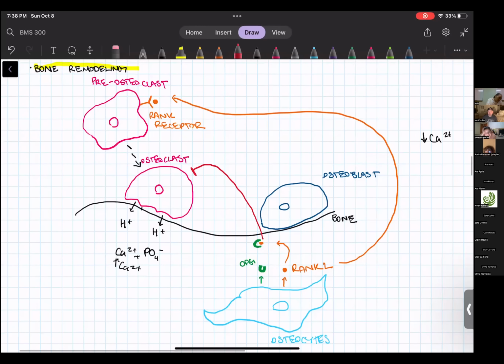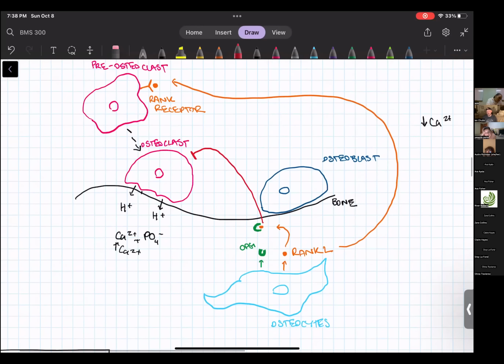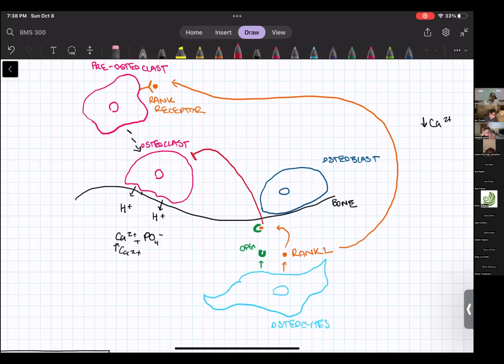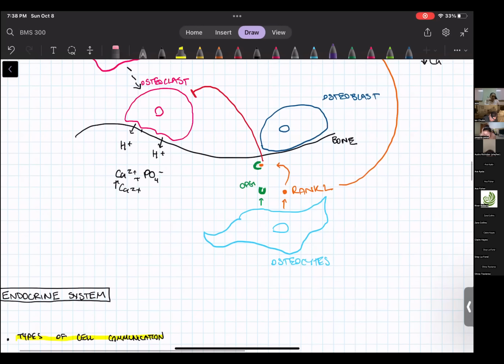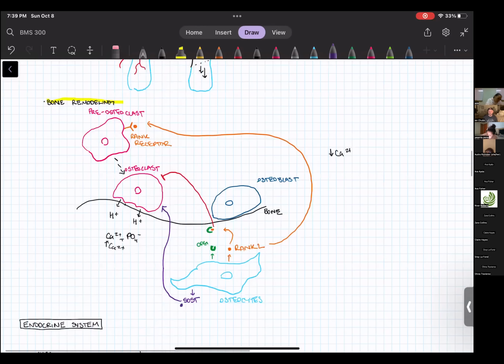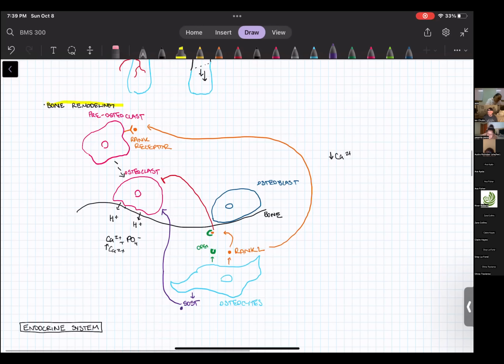And then we actually have one more that promotes bone resorption, also comes from osteocytes. What's that last one? Yep, SOST. I honestly don't know what it stands for. But SOST is also going to play a part on osteoclast activity. So it's going to increase that activity of that osteoclast, causing more bone breakdown.